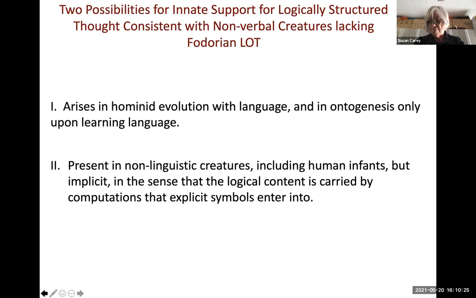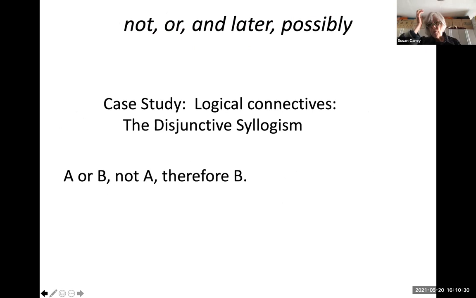So how do we study this set of empirical and theoretical questions? We have to do it case study by case study, because non-linguistic thought could have some of the properties of a Fodorian language of thought, but not all. And going back to Premack, this question has been studied, and Premack started both the line of research that Jean-Remy is going to talk about, abstract representation and abstract relations, and the study of logical connectives, and specifically the disjunctive syllogism, as an empirical wedge into this question.